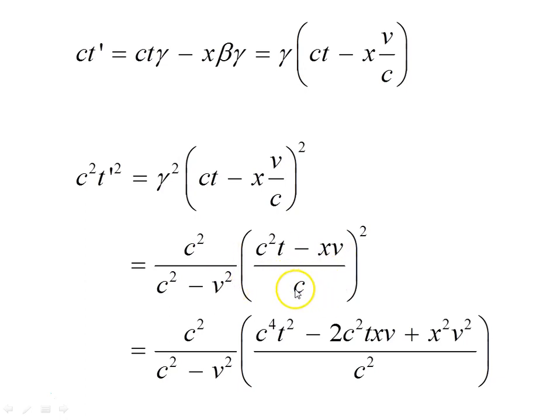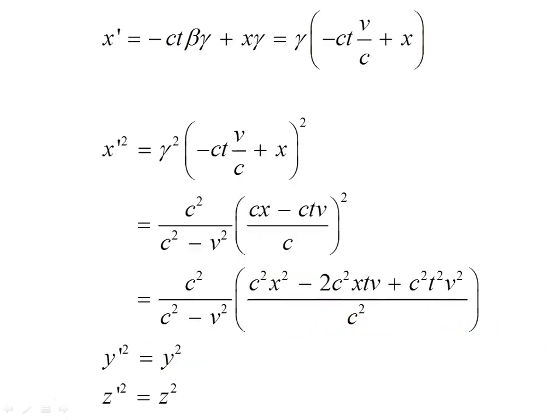A little bit of common denominator c here, hence the c squared there. Okay, and then what we'll do is expand out the brackets. Here we go, and moving on to the next coordinate now. X prime is this object here, gamma times that, just rearranging it a bit, getting rid of beta, putting v over c, squaring it now, both sides.